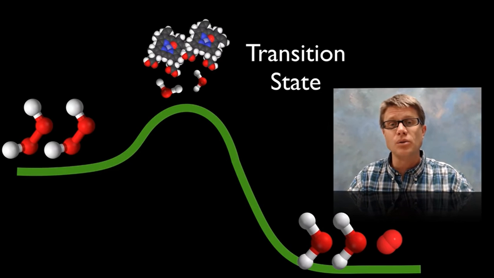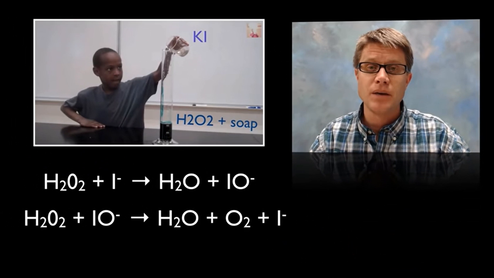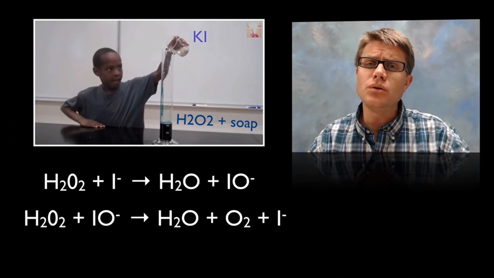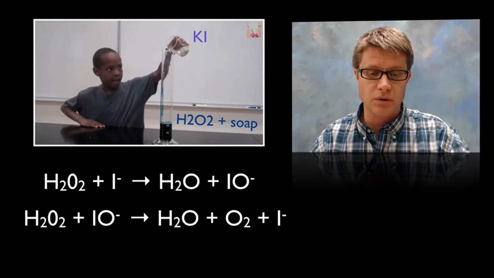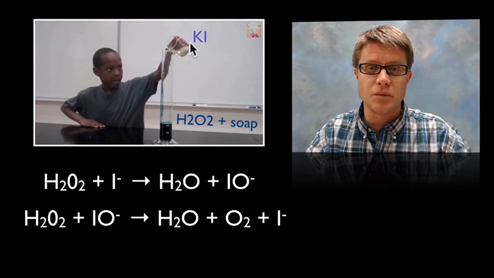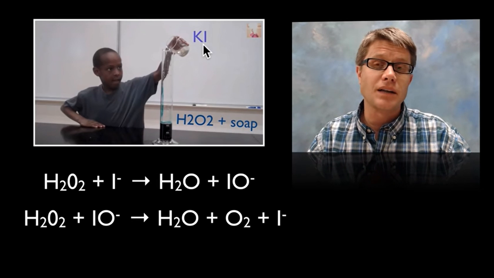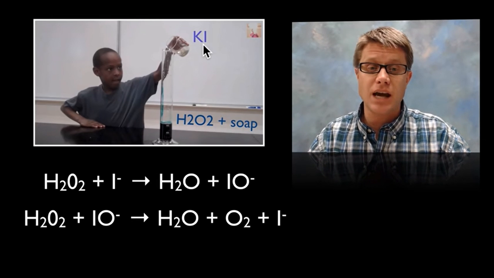That catalyst is just acting to lower the activation energy. Now, sometimes it works by creating new intermediates, new steps in the reaction. And so in this elephant toothpaste experiment, we're taking concentrated hydrogen peroxide and soap, and then we're actually adding potassium iodide to that, and that's simply going to act as a catalyst.